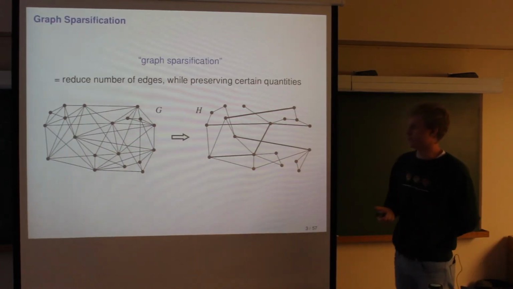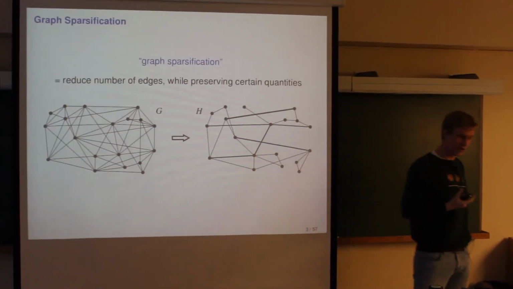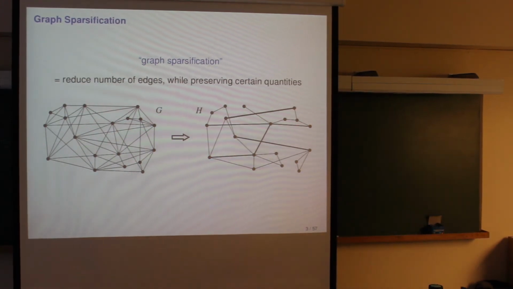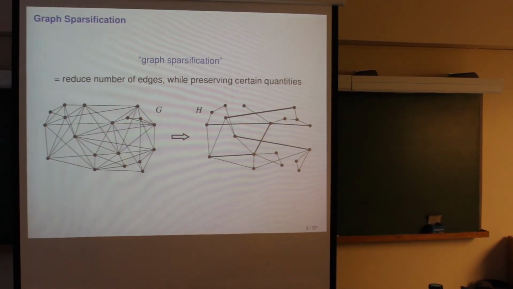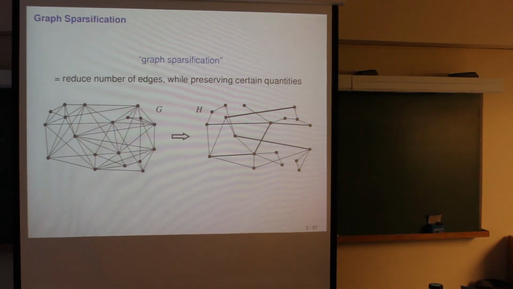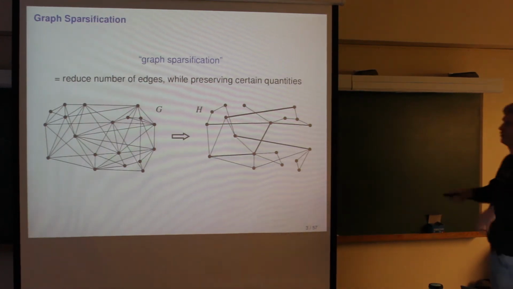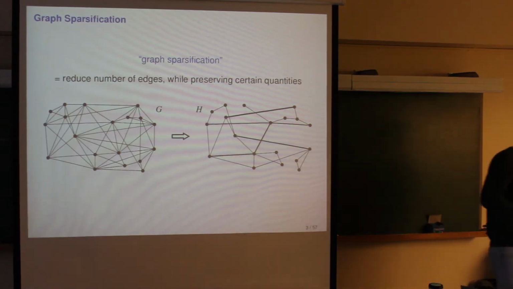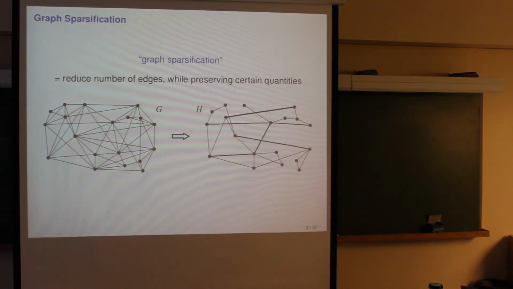Now, graph sparsification is about the following thing. What we want to do is reduce this number of edges. So recall we have a graph on n nodes, which is going to be constant. But we want to reduce the number of edges, right? We can have as much as n squared edges in an arbitrary graph. And we want to bring this down and basically compress this graph to a more sparse graph.